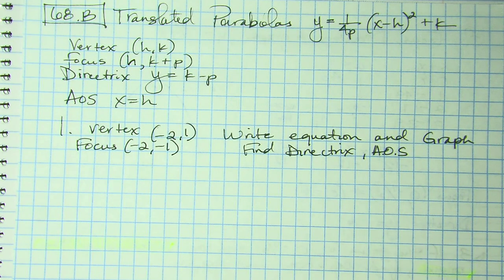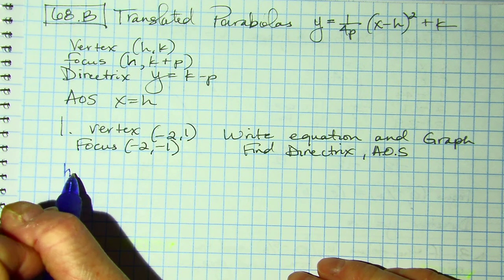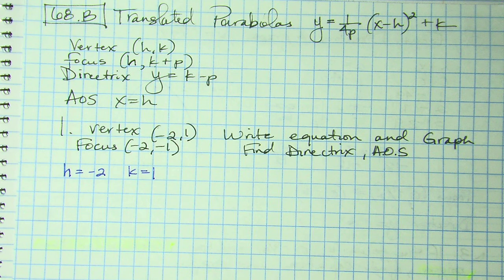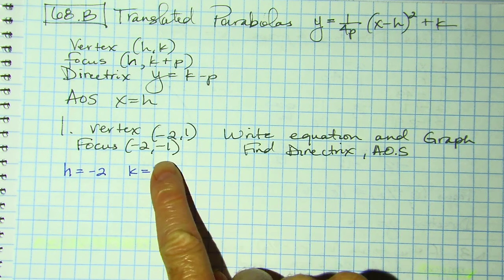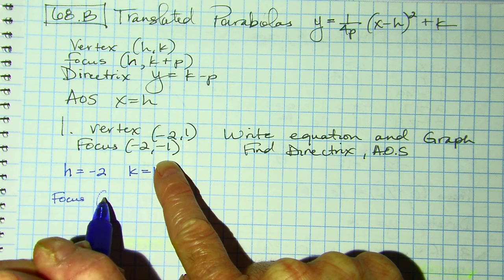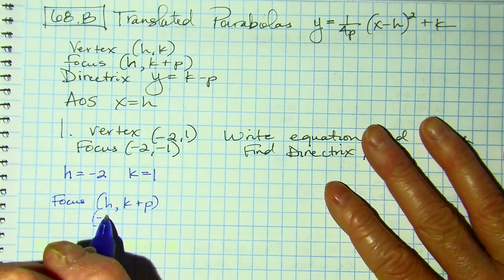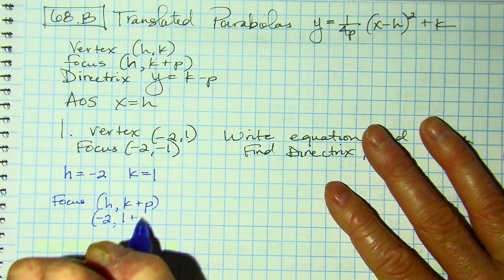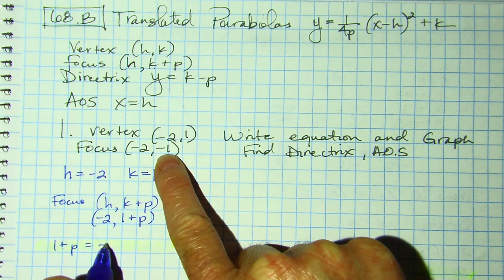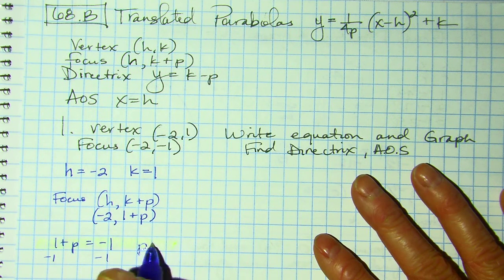So let's start with our vertex is negative 2, 1. So I know h equals negative 2, and I know k equals 1. They're also telling me what my focus is. And so I know that my focus is h comma k plus p. So I know h is negative 2. I'm going to plug that in. And I know k is 1, so 1 plus p. So you're telling me that 1 plus p equals a negative 1 because they've told me where the focus is. So if I subtract, I know p is negative 2.